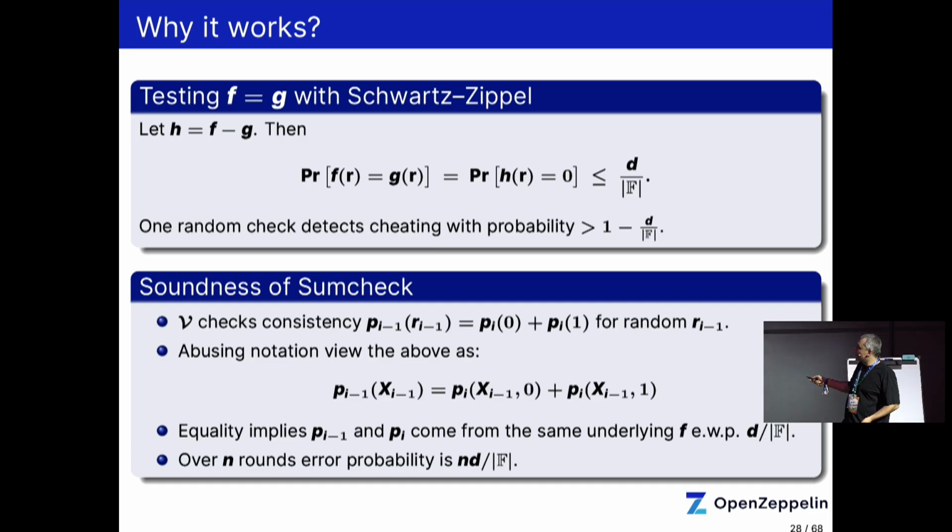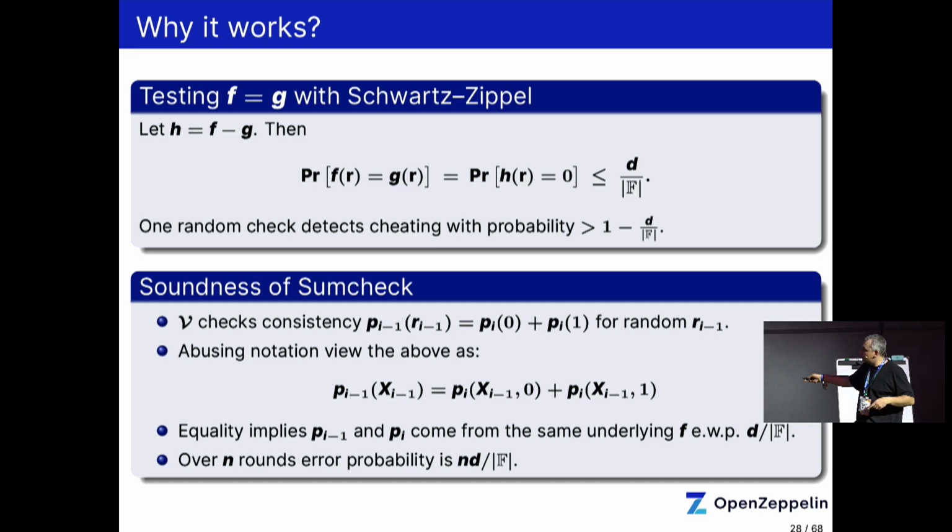So then by simply querying h at a random point, if the query turns out to be non-zero, then you know that f cannot be equal to g. But if the query turns out to be 0, then you know with very high probability that the two polynomials are the same. And that's exactly what happens in this critical check at every round of Sumcheck.